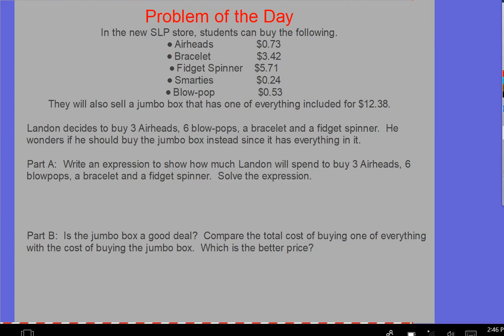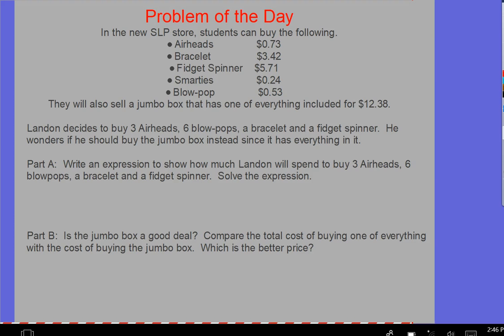All right, so now we're back to our problem of the day. It says in the new SLP store, students can buy the following: Airheads for 73 cents, a bracelet for $3.42, a fidget spinner for $5.71, Smarties for 24 cents, and a blow pop for 53 cents. They will also sell a jumbo box that has one of everything included for $12.38. So Landon decides to buy 3 Airheads, 6 blow pops, a bracelet, and a fidget spinner. He wonders if he should buy the jumbo box instead since it has everything in it.